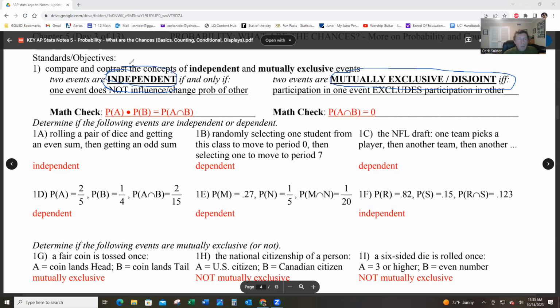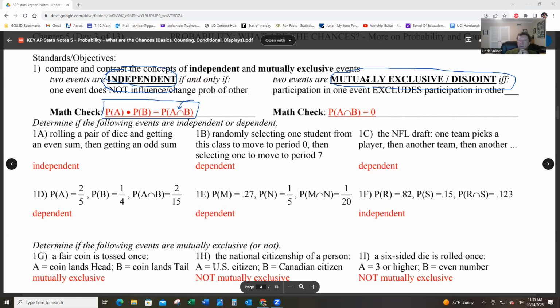Okay, so back in geometry, you had an if and only if statement. Independence is one of those. If and only if one event does not influence or change the probability of the other, do you have independence? Here is the math formula. It's the probability of A times B equals the intersection. This symbol right here means intersection, and that will be both of them multiplied combined.